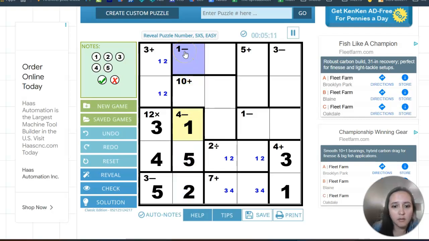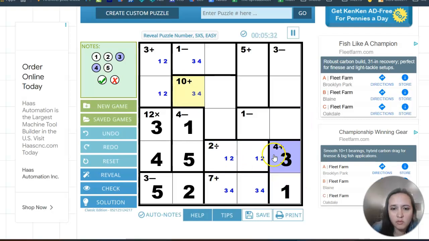So that means up here I can have a 3 or a 4, because in this column I already have 1, 2, 5. That can be 3 or 4. I'm going to go ahead and say that this is a 3 or a 4, and this is a 3 or a 4. That'll help me later on. What else do I know?